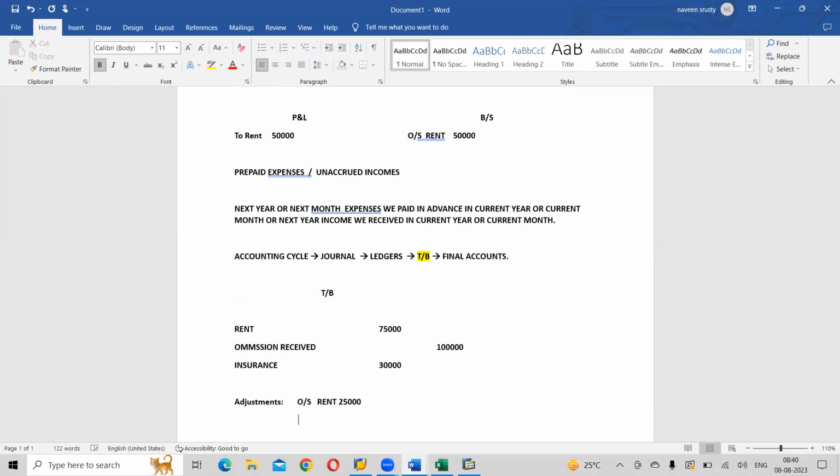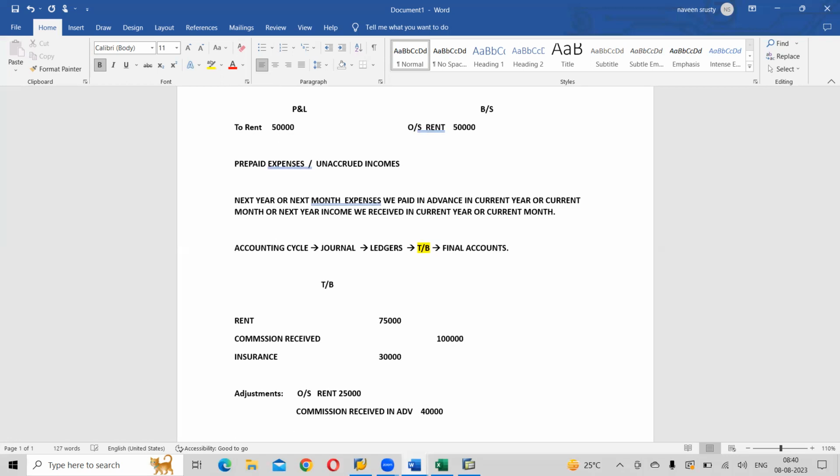Okay. Next one. It's a commission, not omission. Commission. Okay. Outstanding rent, 20,000. Commission received in advance, 40,000. Next one. Prepaid insurance, 10,000. Okay. So what do you understand by looking at this trial balance?